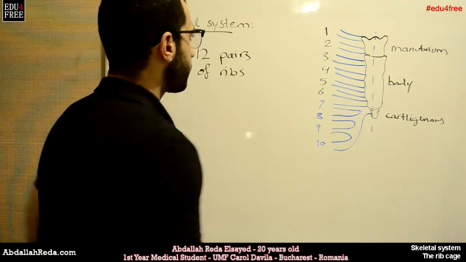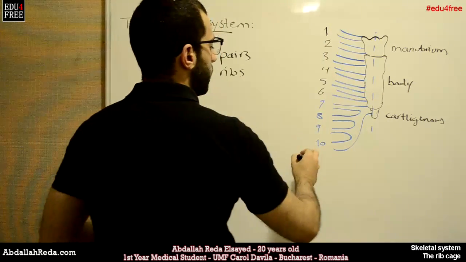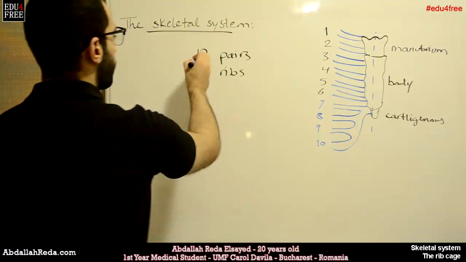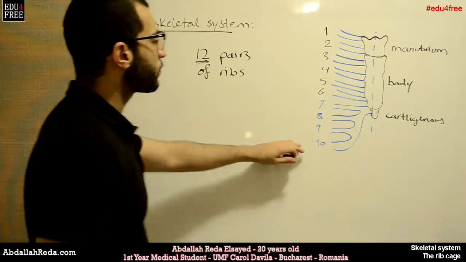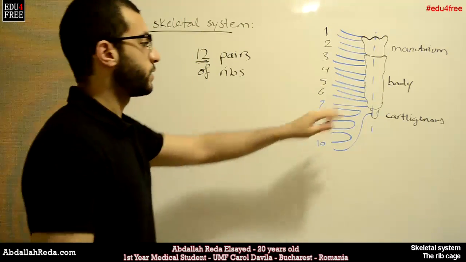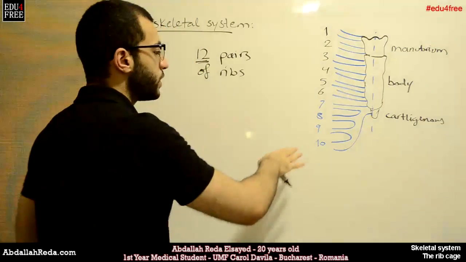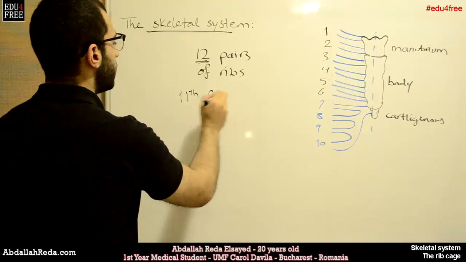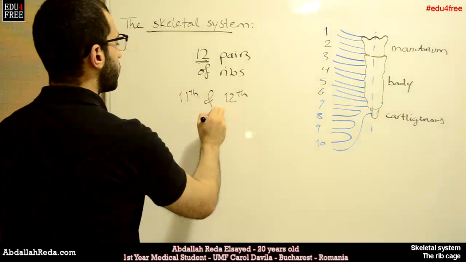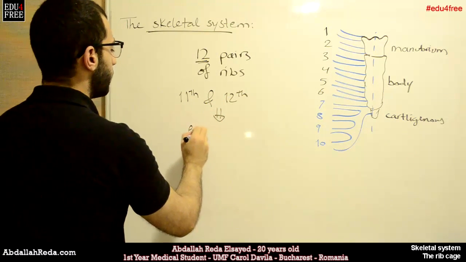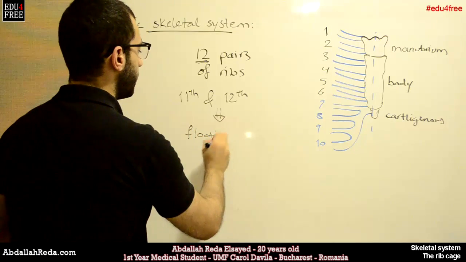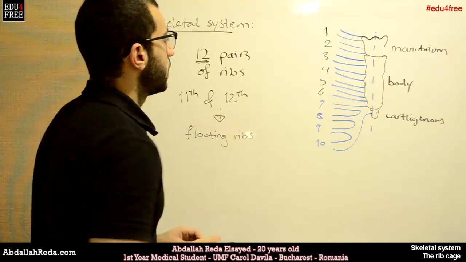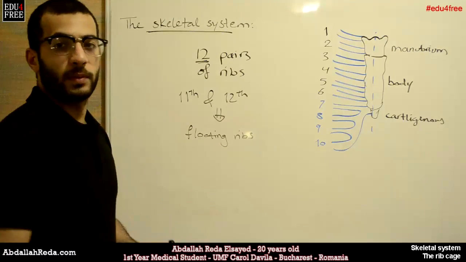And so we still have 2 more ribs. These ribs do not attach on the sternum with any cartilage. They are just floating. So the 11th and 12th pairs are called floating ribs. So this is the structure of the rib cage.